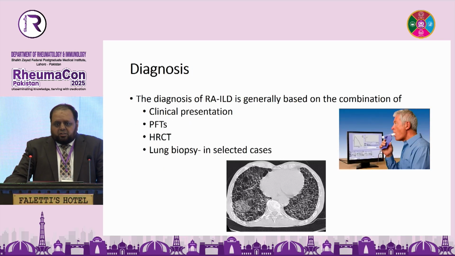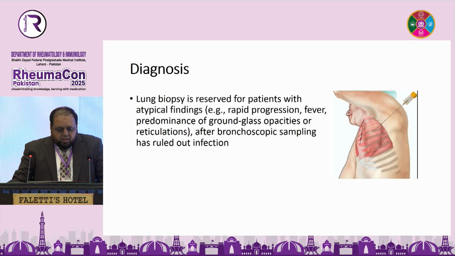So how to reach the diagnosis? The diagnosis of RA-associated ILD is generally based on a combination of clinical presentation, pulmonary function test, and high-resolution CT scan findings. Lung biopsy is rarely needed, and if it is required, only in selected patients. Lung biopsy is usually performed when the patient presents with rapid progression, fever, predominance of ground glass opacification. And before going for a lung biopsy, one should perform bronchoscopy and take a bronchoalveolar lavage sample to rule out any infection.